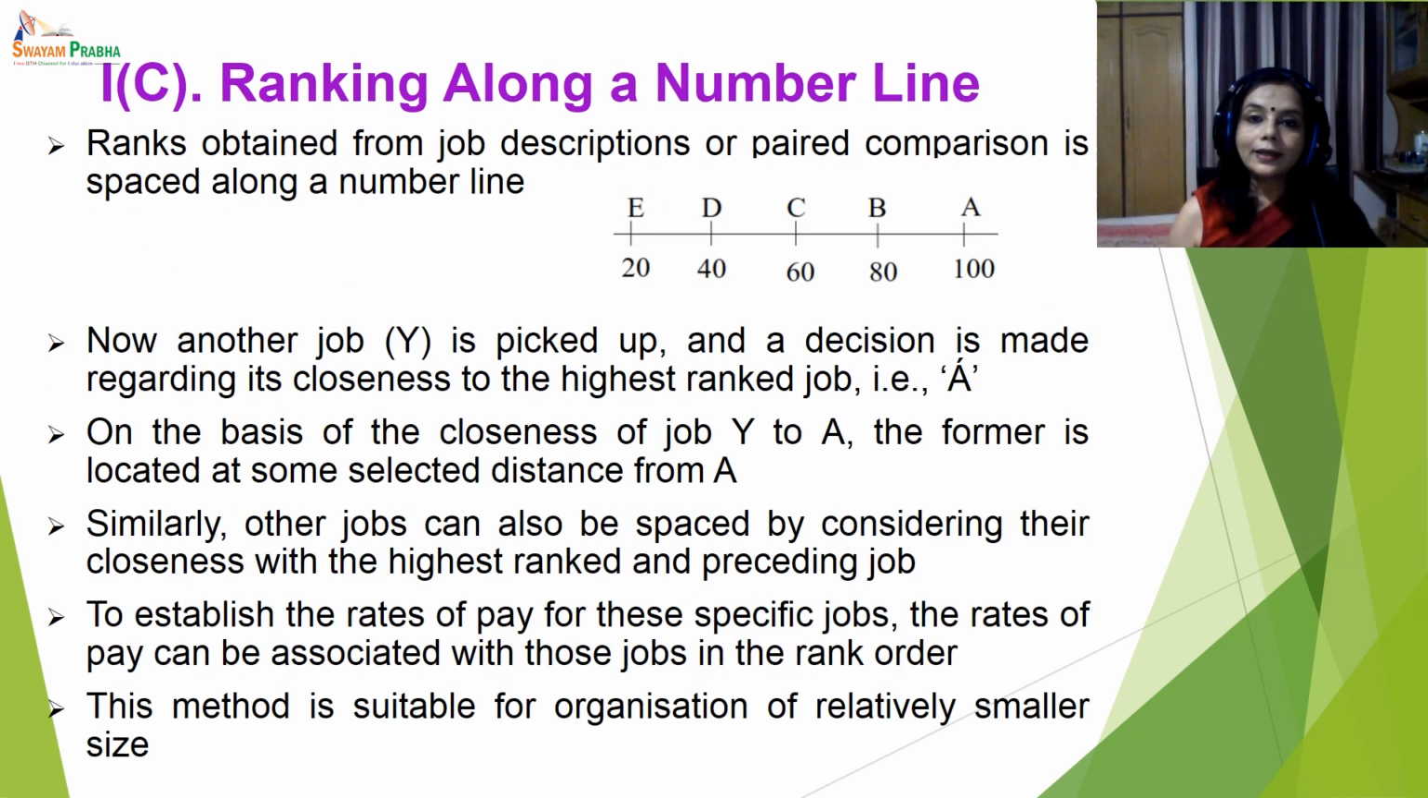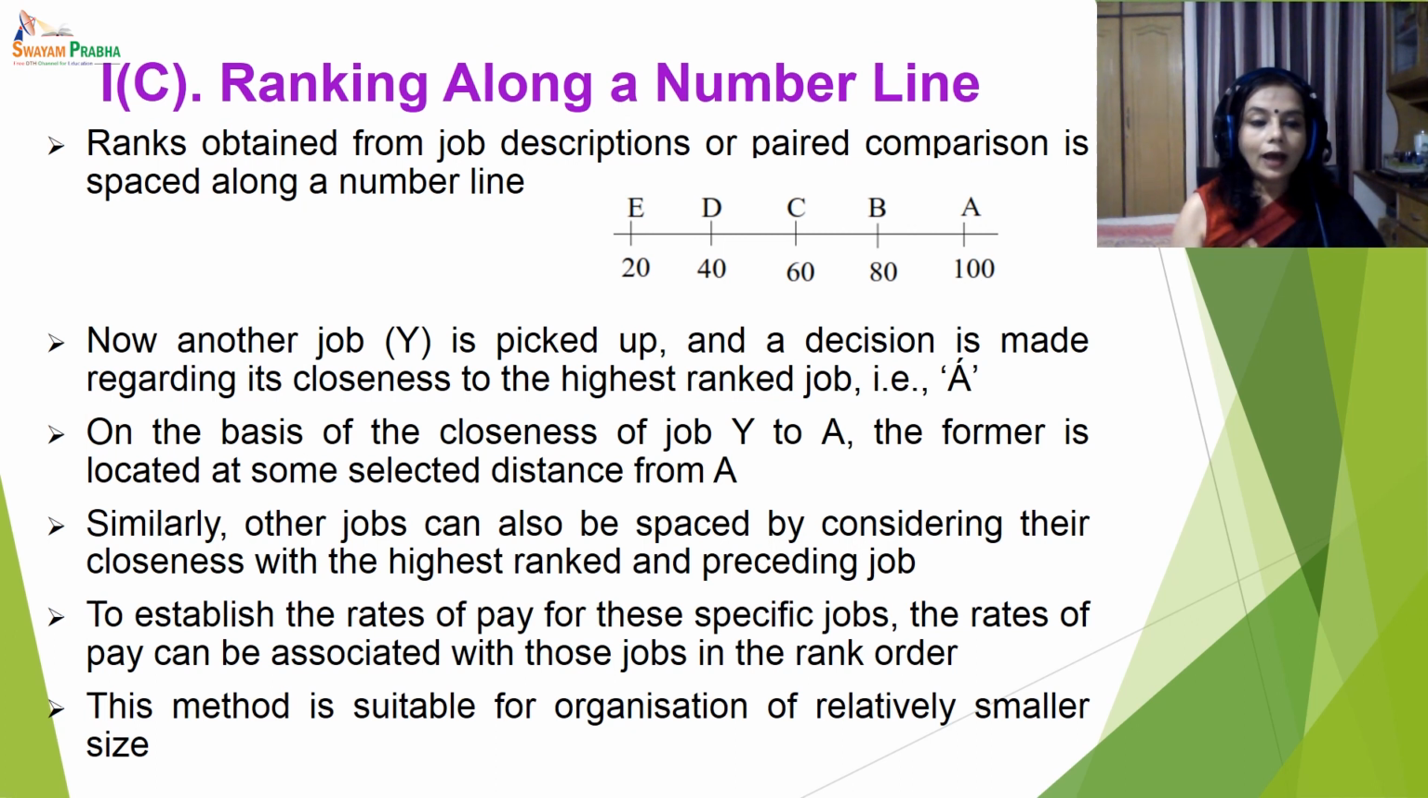The third ranking method is ranking along a number line. Here ranks are obtained from job descriptions or paired comparisons, and that is spaced along a number line. You can see a number line over there. 5 jobs are there, A, B, C, D, E, and they are arranged in the number line in ascending order from E to A in terms of importance.